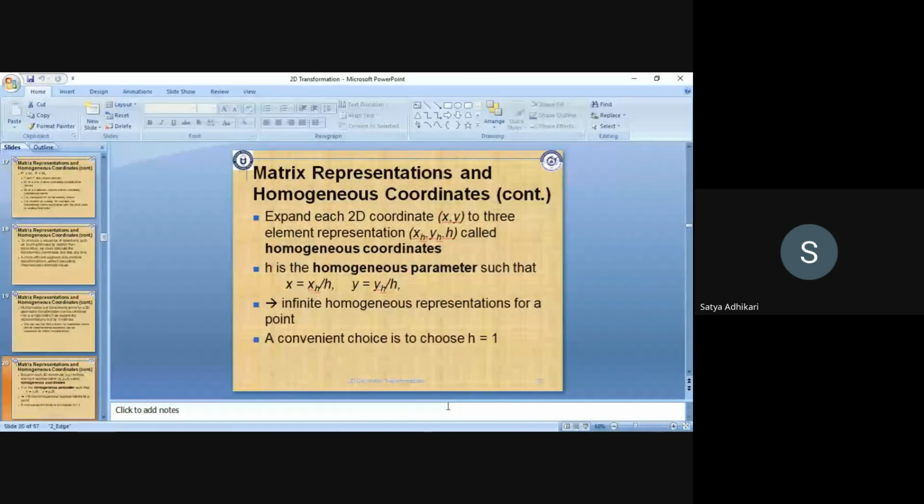Expand each 2D coordinate (x, y) to a 3-element representation (xh, yh, h), called a homogeneous coordinate. h is the homogeneous parameter such that x equals xh by h, and y equals yh by h. Infinite homogeneous representations exist for a point; a convenient choice is h equal to 1.